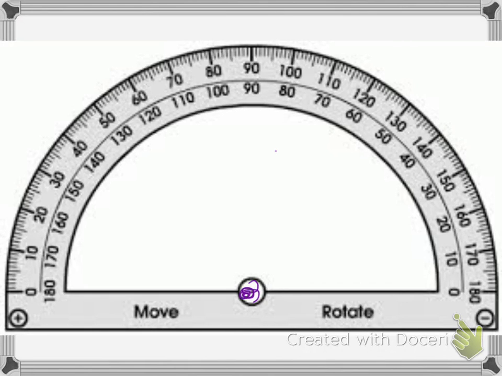The other thing they've been told to do is to take one of their bases of the angles, either the left or the right side, and line it up to the 0 so that then they can determine their angle.